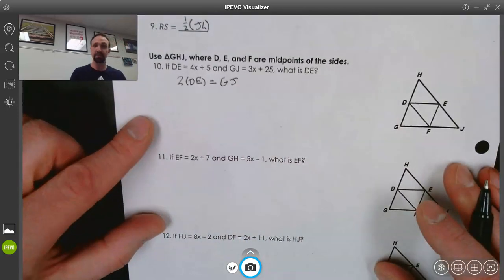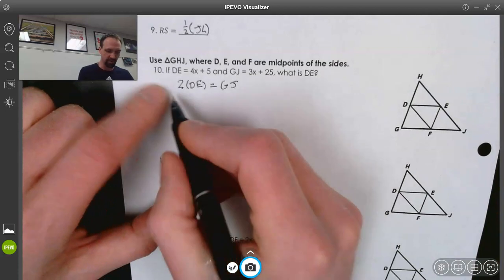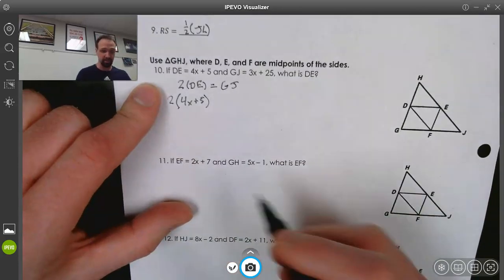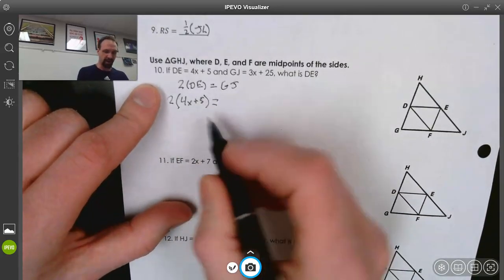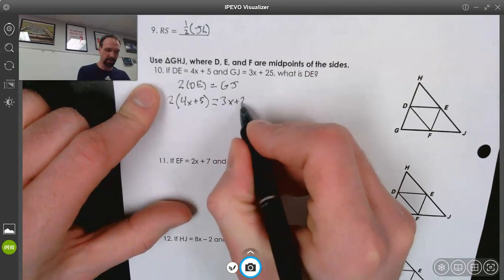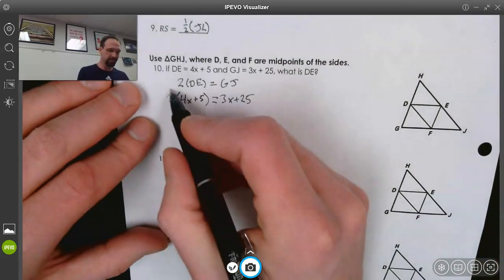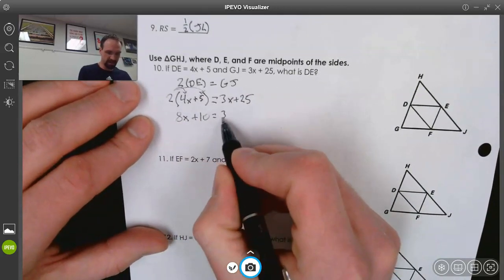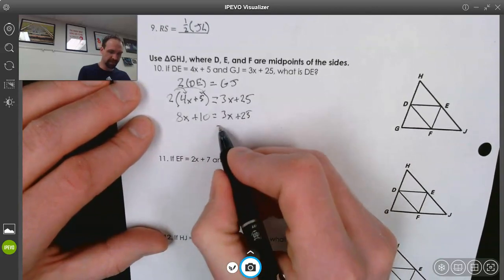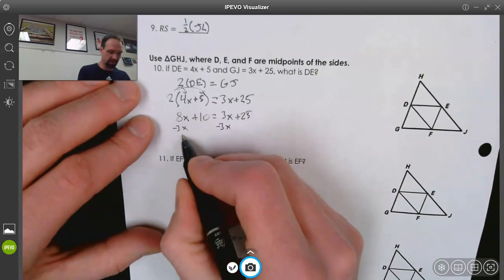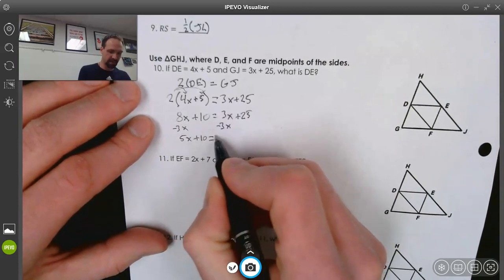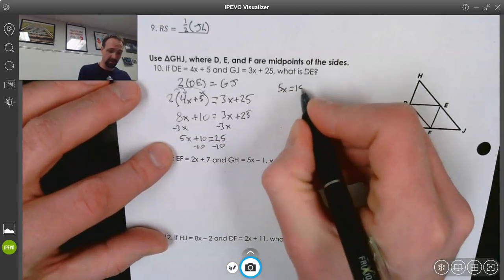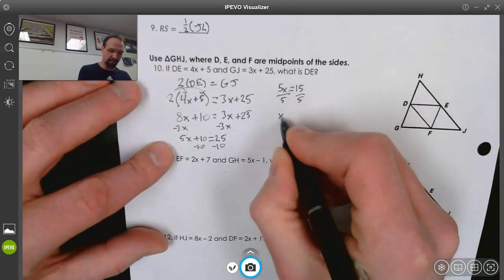Now what I can do is go ahead and substitute what I know. So 2 times, always use parentheses whenever you're substituting something, 2 times the quantity 4x plus 5 is equal to 3x plus 25. I'm going to go ahead and distribute. So I have 8x plus 10 is equal to 3x plus 25. Minus 3x on both sides gives me 5x plus 10 equals 25. Minus 10, and I have 5x equals 15. Divide by 5 and you get x equals 3.